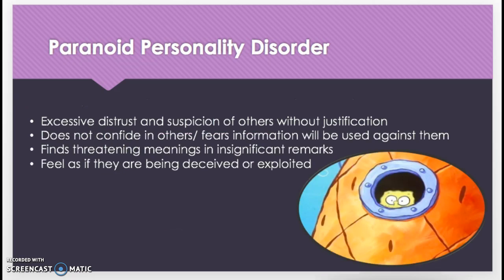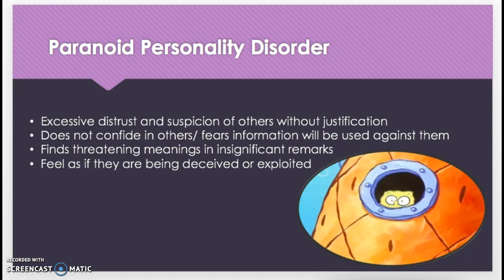Paranoid personality disorder involves excessive distrust and suspicion of others without justification. These people do not confide in others for fear that the information they share will be used against them. They find threatening meanings in insignificant remarks, and they feel as if they are being deceived or exploited. These people will often constantly suspect their spouse or partner of cheating or lying, even if there is no evidence to support their suspicion, and this will often lead to problems with close relationships.